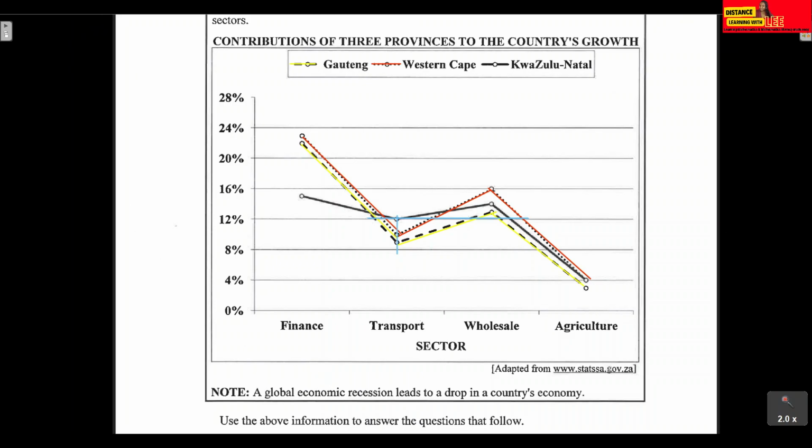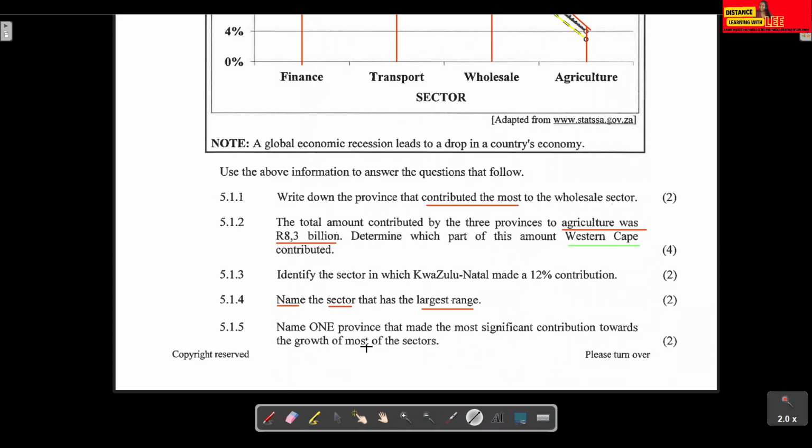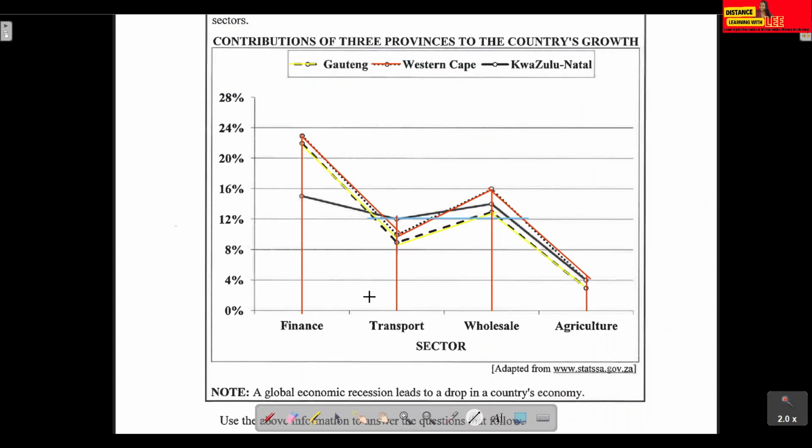Remember, there are different sectors here. So I'm going to section this so that you guys see. We've got the finance, the transport, the wholesale, and the agriculture. And I did mention we're going to look for the sector that has its values spread out the most, because they want you to identify the sector that has the largest range, where the values are spread out the most.